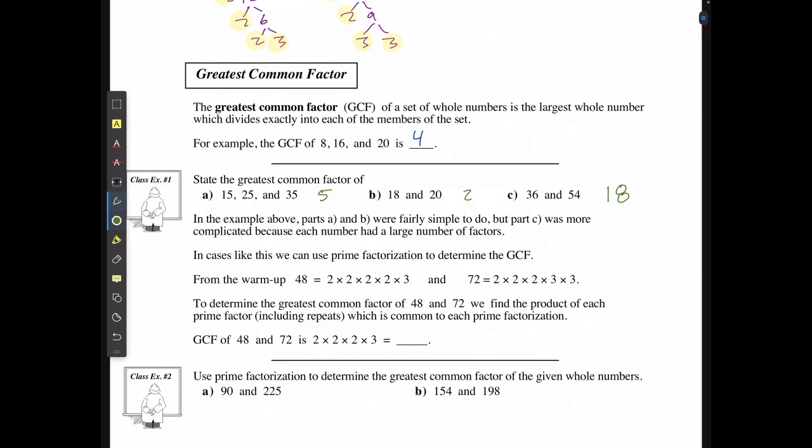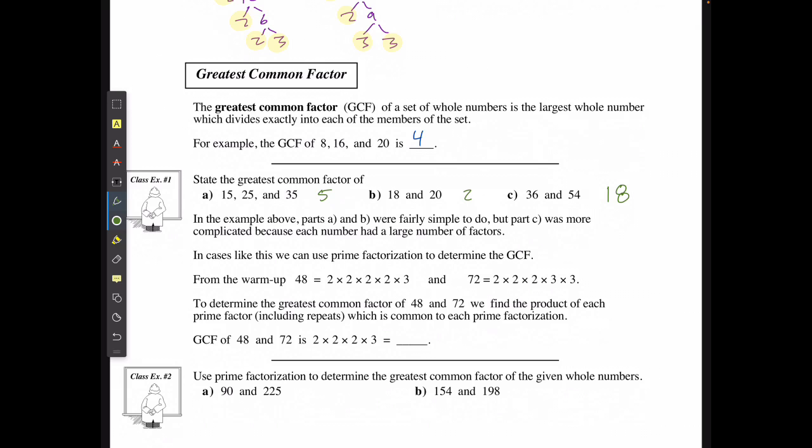So, examples A and B are pretty obvious, but once you get to C, when you get bigger numbers that have multiple factors, sometimes it's hard to pick out what the biggest factor is. You can probably pick out a number you can divide them by, but not necessarily the biggest one. This is why we use the prime factorization.